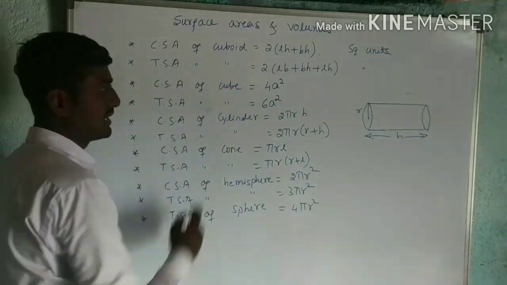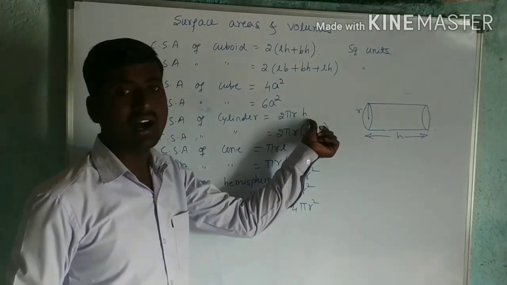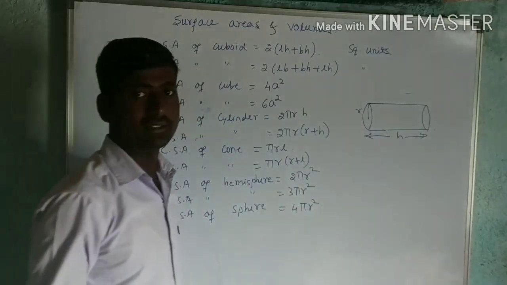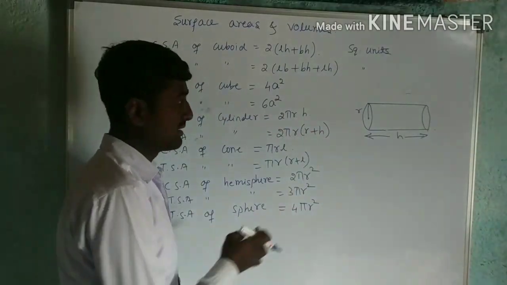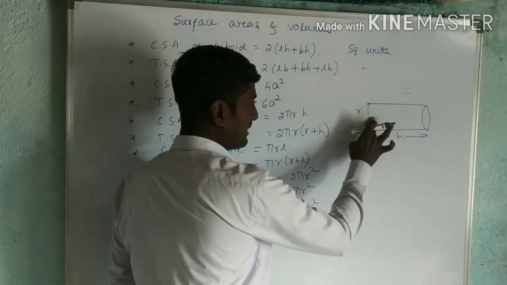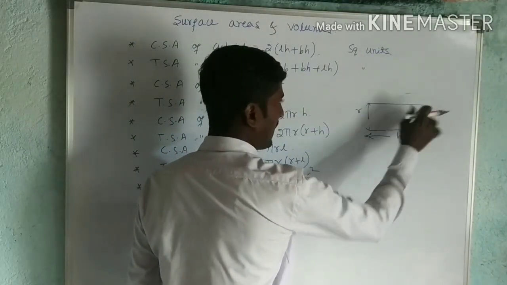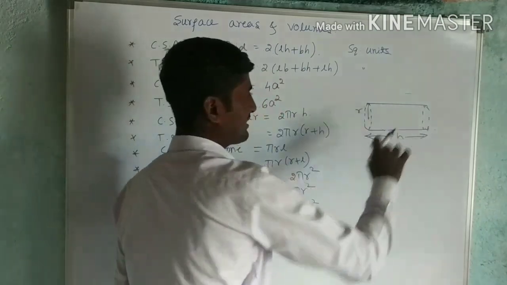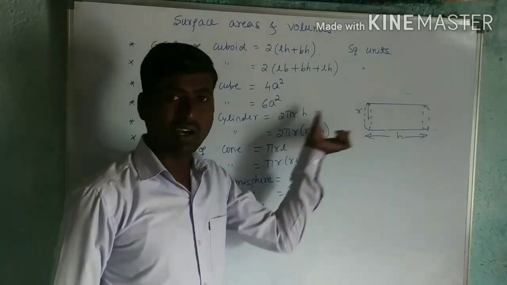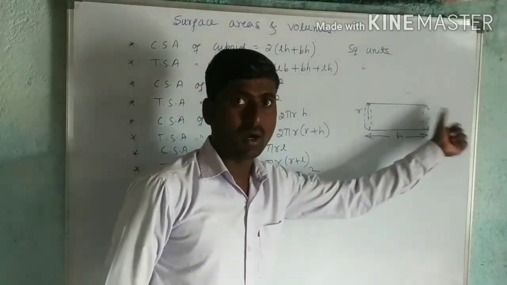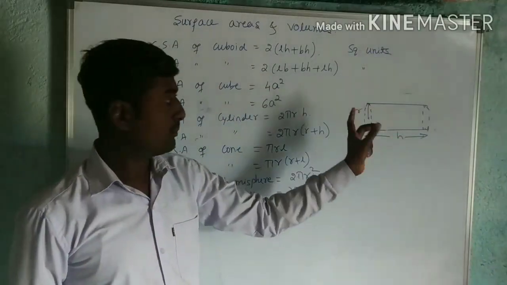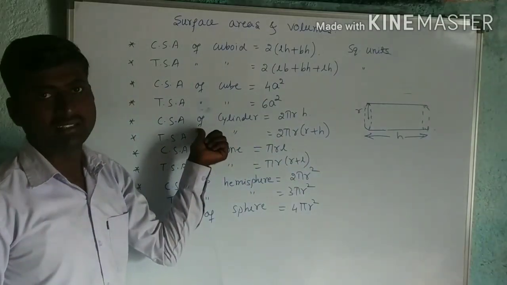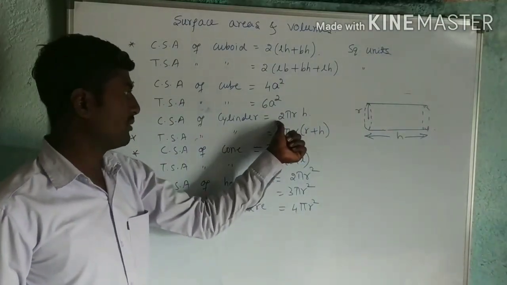Now here, consider the CSA of a cylinder. CSA of a cylinder is 2 pi RH. So here R is the radius of the cylinder and H is the height of the cylinder. What is CSA? It means both sides are open. You can take a pipe, both sides open. If you pass water, the water will come outside. On both sides the pipe is open. Then that will become the CSA of the cylinder. So that area will be 2 pi RH.